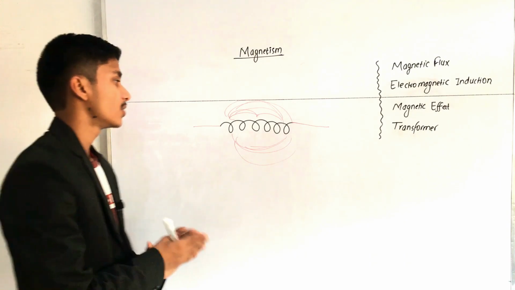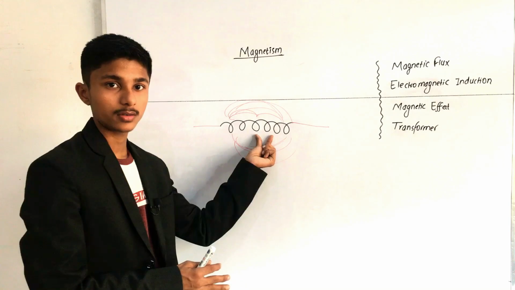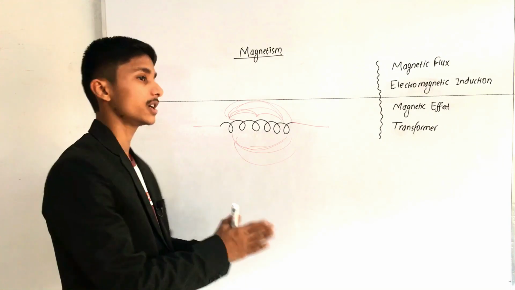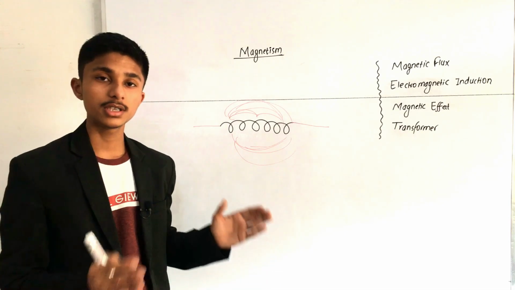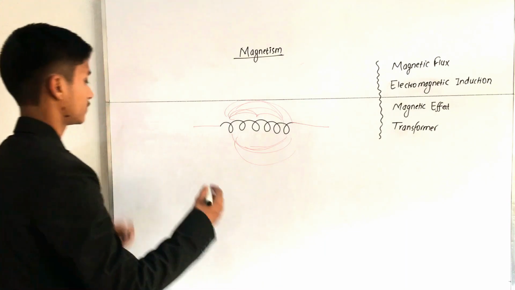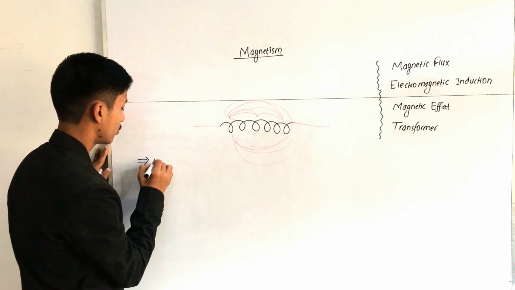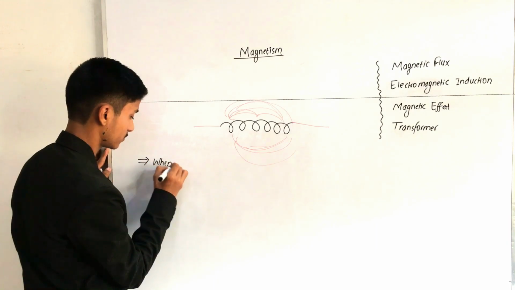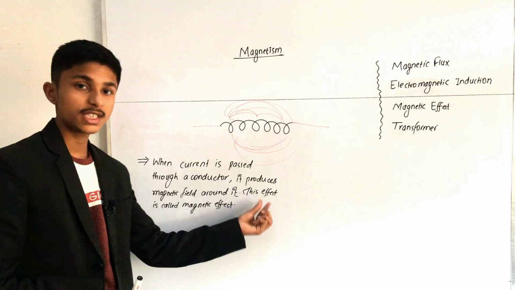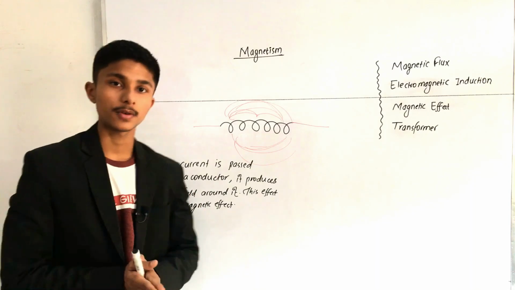So we can say that when current is passed through a conductor, a magnetic field is generated, or it produces a magnetic field around it. This effect is called magnetic effect. Let me write here. What is magnetic effect? When current is passed through a conductor, it produces a magnetic field around it. This effect is called magnetic effect.